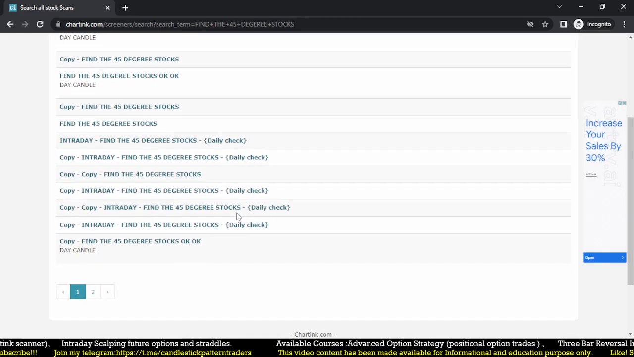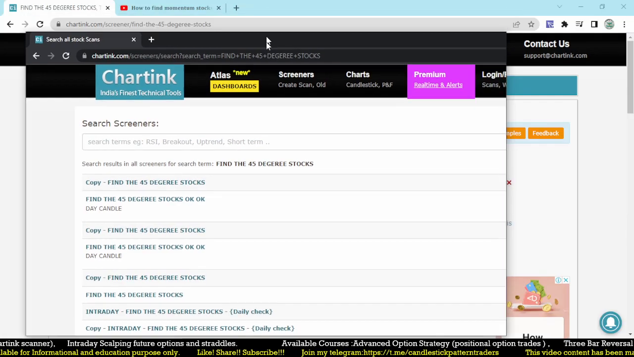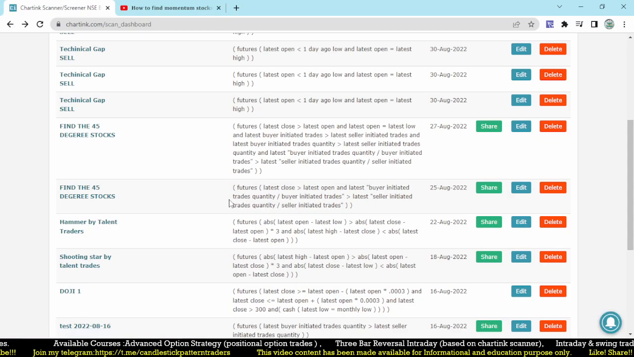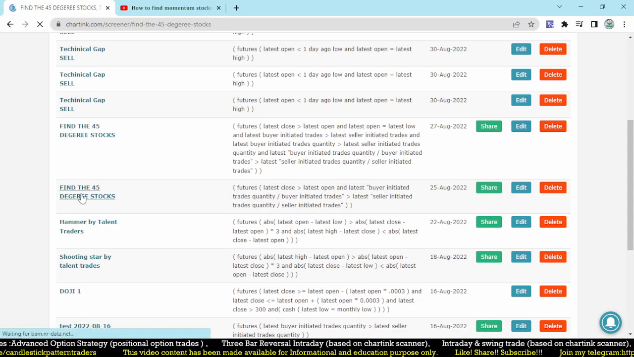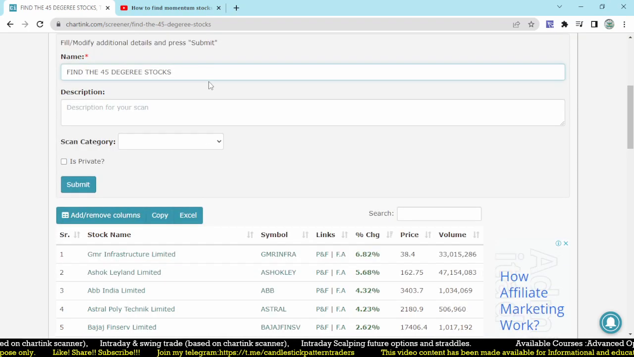You can copy it, no problem. I have given it to you free, so you can copy and use it. I'm not restricting anyone. This is my scanner for the 45-degree stocks; "Find the 45-degree" is the name. I will change the name so it is easier to understand.